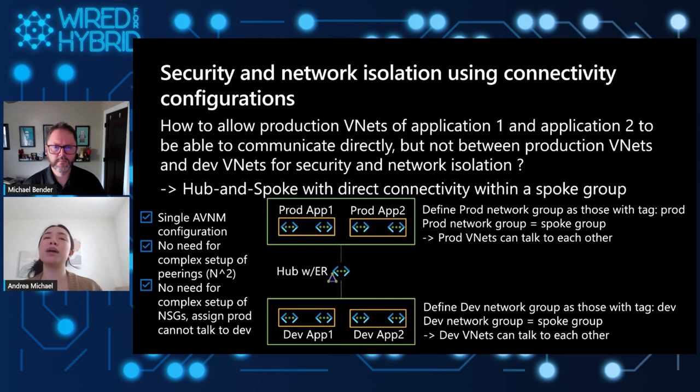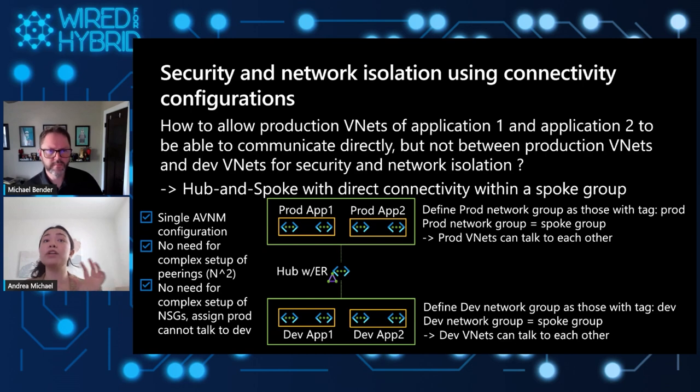But then you say, I actually do want my production VNets to talk to each other. I want my dev VNets to talk to each other, but I don't want my prod VNets to talk to my dev VNets. It would defeat the whole purpose. So what you can do is you can enable direct connectivity within your network groups. Check that box for your prod VNets, check that box for your dev VNets. And again, that mini mesh will be laid on top of your production VNets, on top of that whole network group. And then separately, you have that mini mesh also laid upon your dev VNets in their network group. But they still can't talk to each other.